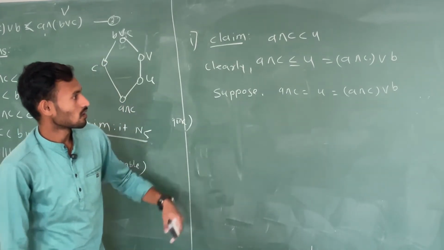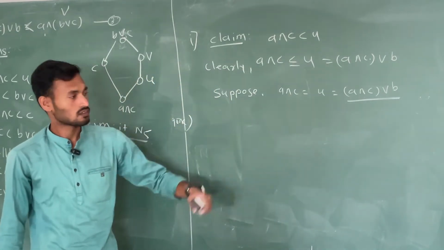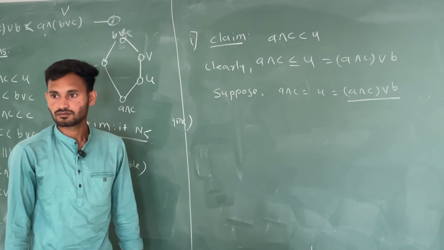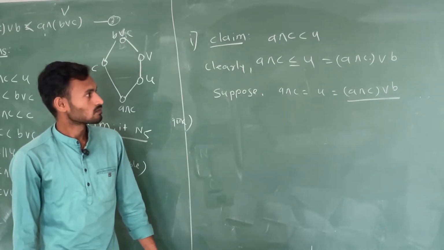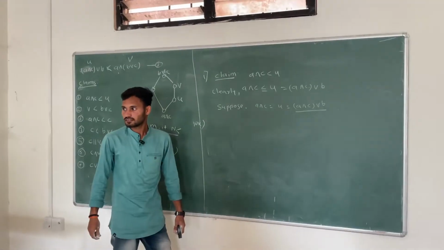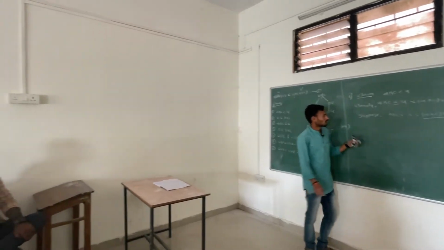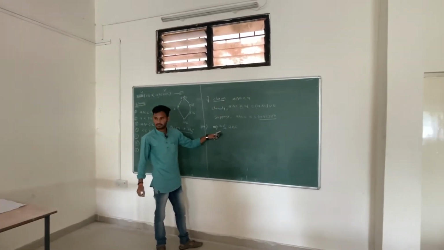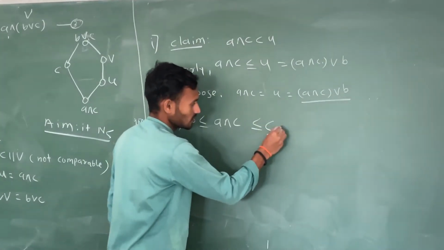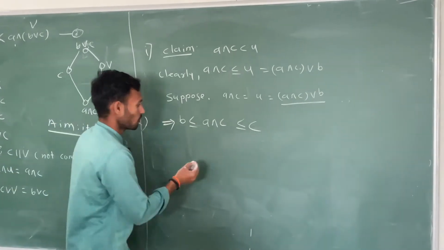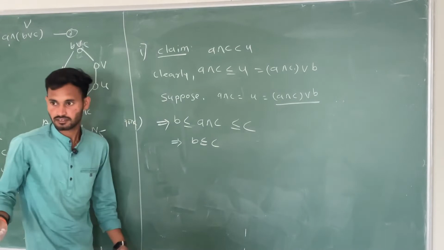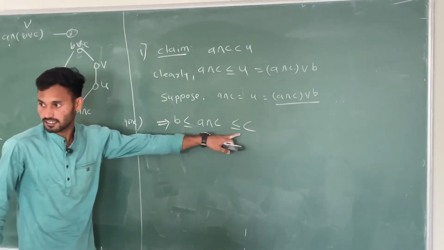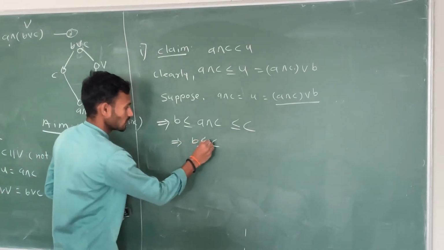From this, when we say the join of two elements is one element, A meet C should be bigger than the other one, because of join. So what is the relation between B and A meet C? B should be less than or equal to A meet C. This is true, and A meet C is also less than or equal to C. From that we can say B is also less than or equal to C, because this quantity is less than this, so this is also less than this.